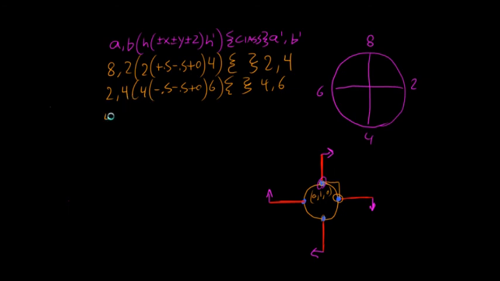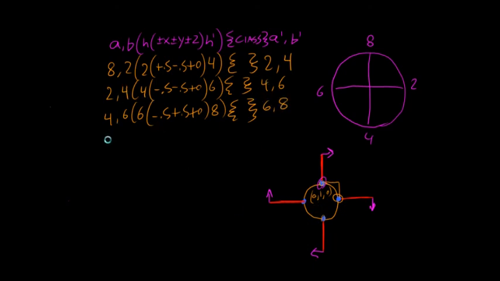Next line, A is 4, B is 6, H is 6. The hand transformation is -0.5, +0.5, +0. H prime is 8. There's no class again, of course. A prime is 6, and B prime is 8.